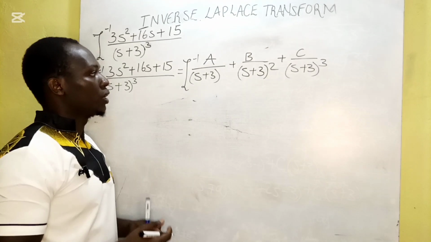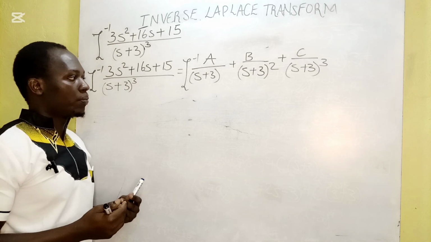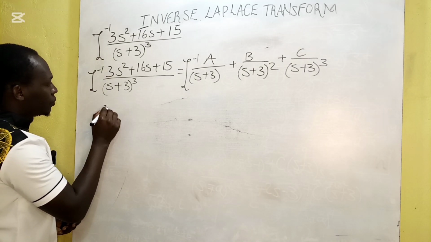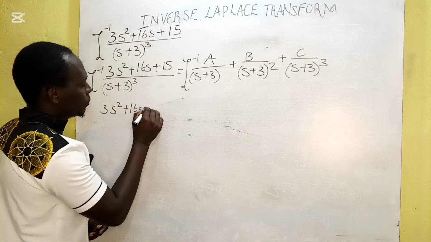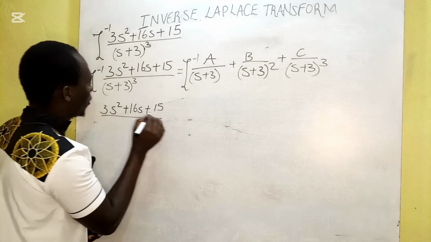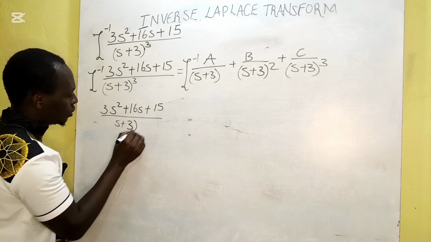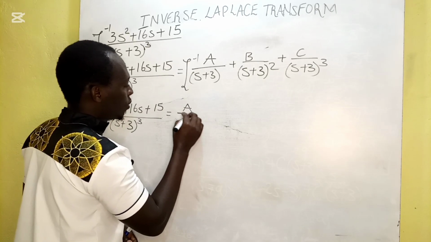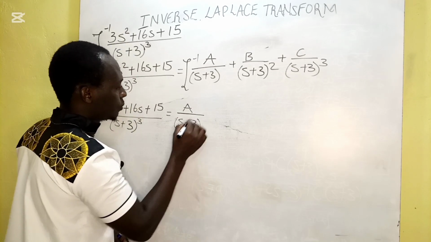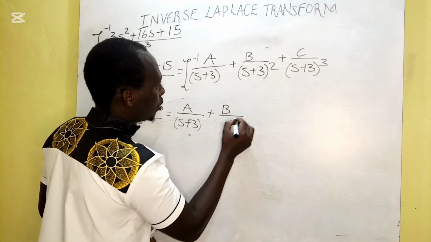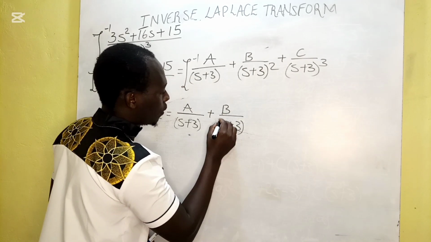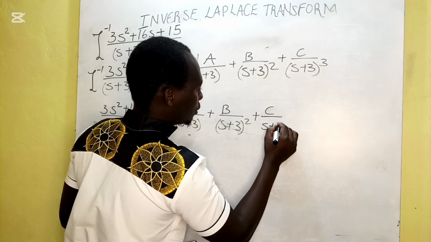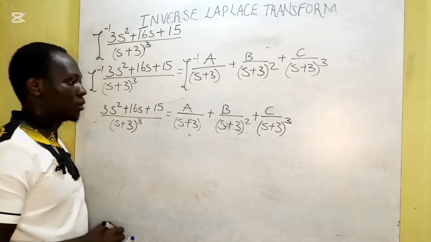Let us now get the values of A, B, and C. For us to have the values of A, B, and C, using the partial fractions, we are going to have (3s^2 + 16s + 15) over (s + 3) cubed equal to A over (s + 3), plus B over (s + 3) squared, plus C over (s + 3) raised to a power of 3.